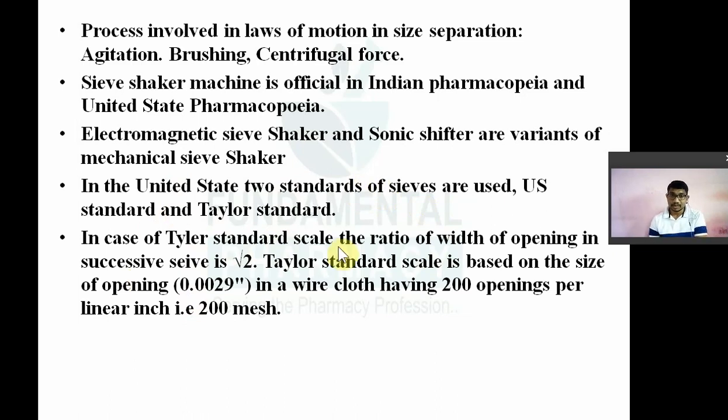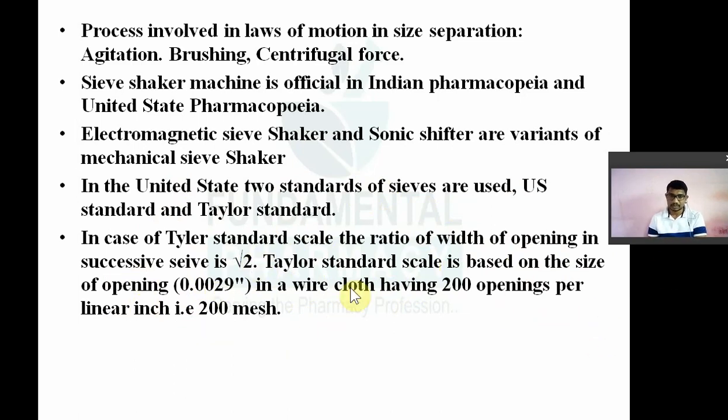In case of Taylor standard, the ratio of width of opening of successive sieves is square root of 2. So the width of opening of two successive sieves is nothing but the square root of 2. The ratio of the openings should be what? Square root of 2.